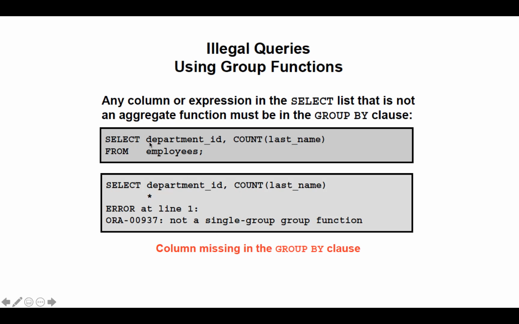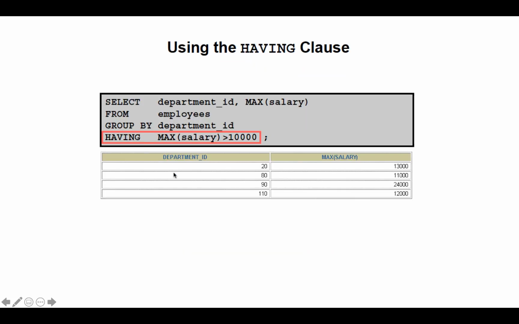So if you put department ID here, then you will have to put it in group by, and in this case, it will count for each group of department ID. And one tricky thing as well: you cannot use the where clause with group by. If you use group by, you have to use having. So in here, we're using having maximum salary greater than 10,000, and that's what it's showing me. It's showing only the departments, grouped by department, with the maximum salary, but only for those whose maximum salary is greater than 10,000.